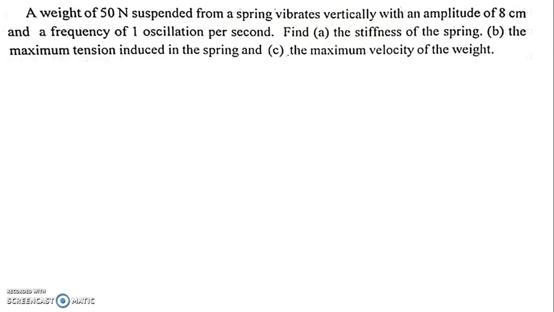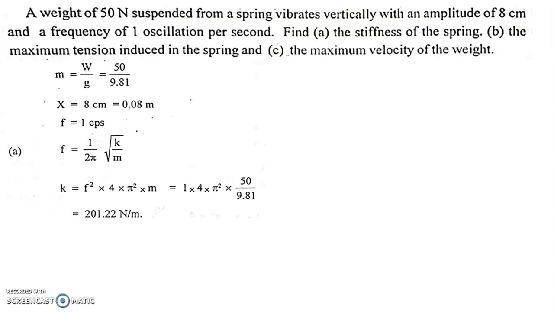First thing we have to calculate is the stiffness of the spring. So again we will be using f is equal to 1/2 pi root k by m. The second one is the maximum tension, and the third one is the maximum velocity. And for both of these two, we will require the term amplitude.